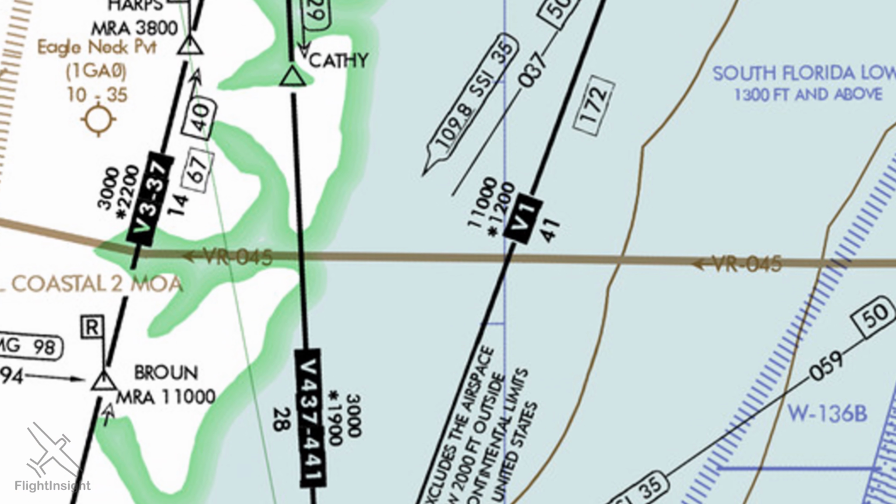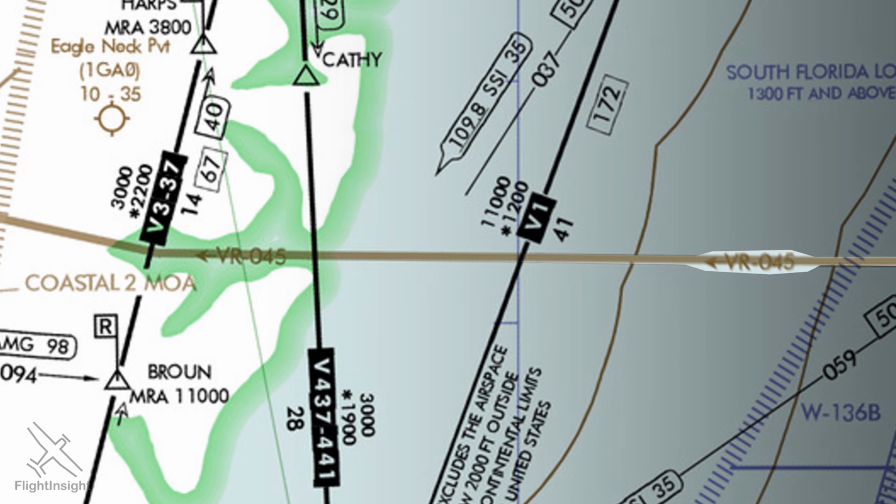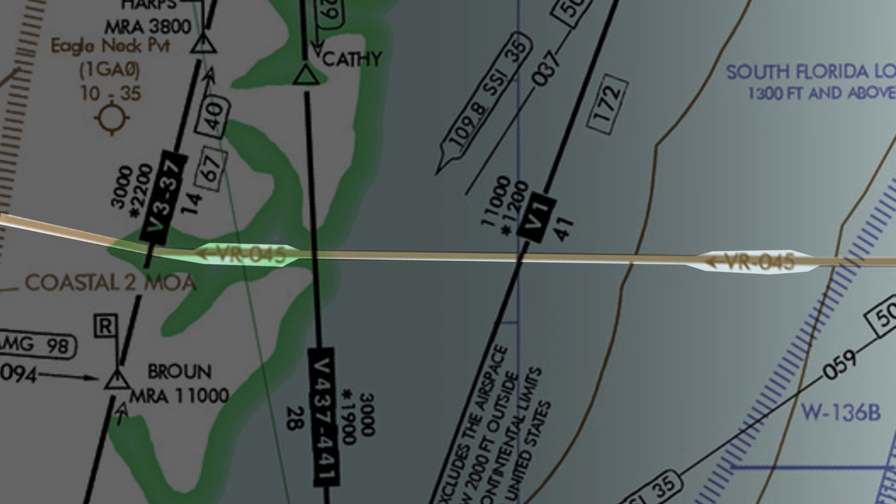Military training routes are also depicted on the low Enroute chart. This is a visual route, and instrument routes are found elsewhere as well.